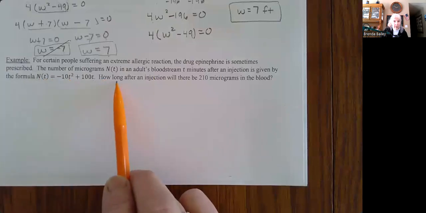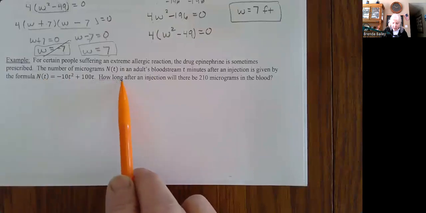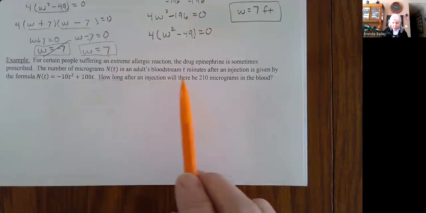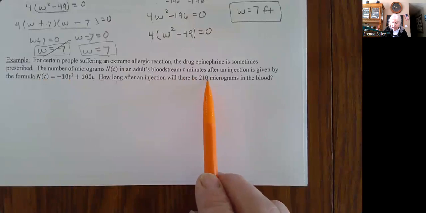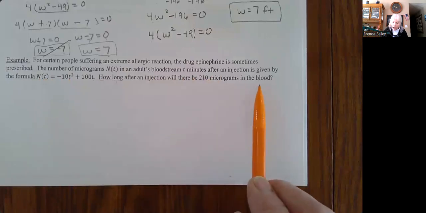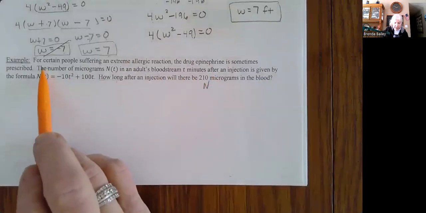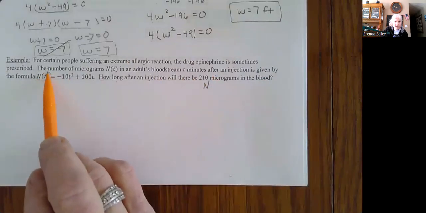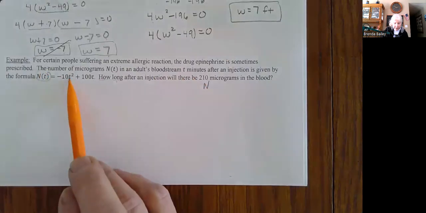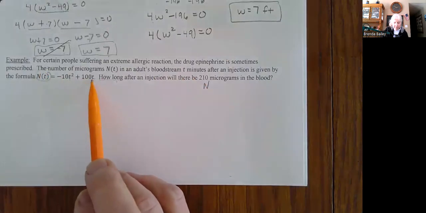How long? So again, we're looking for the T. How long after an injection will there be 210 micrograms in the blood? So what they gave you is the N. They gave you this right here. So they want to know when. So you're going to solve it for T.